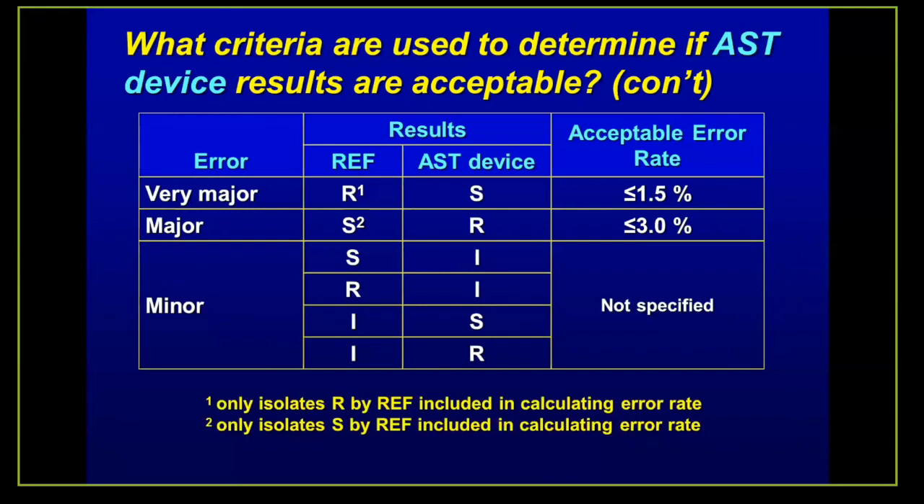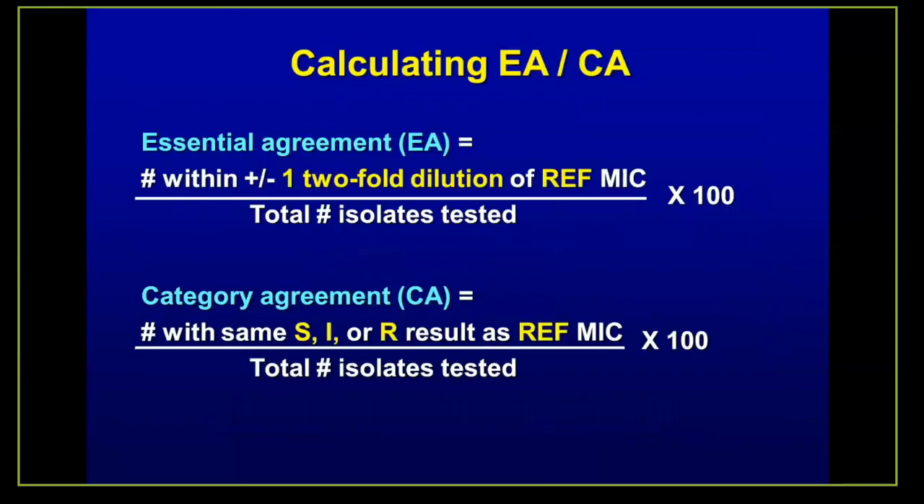That is not specified. When you calculate the essential agreement, we have the number of isolates that were within plus or minus one two-fold dilution of the reference method, and we put that over the total number of isolates tested and multiply it by 100. The category agreement is calculated by taking the number of isolates with the same S, I, or R result as the reference method and dividing that into the total number of isolates tested and multiplying it by 100.